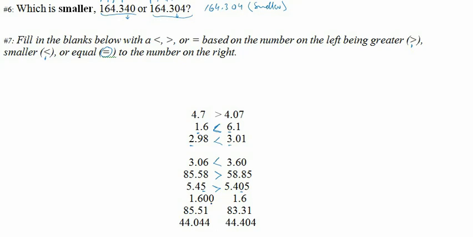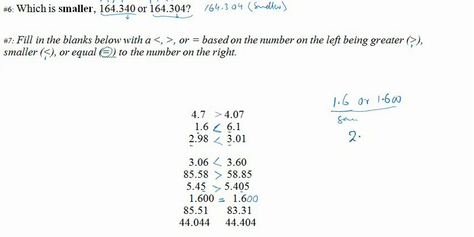Similarly, 1.600 and 1.6. So 1.6 means the next places are also 0, 0. Whenever a decimal number has 0s at the very end, those 0s have no value. So whether I write 1.6 or 1.600, both are the same. So we write equal to.